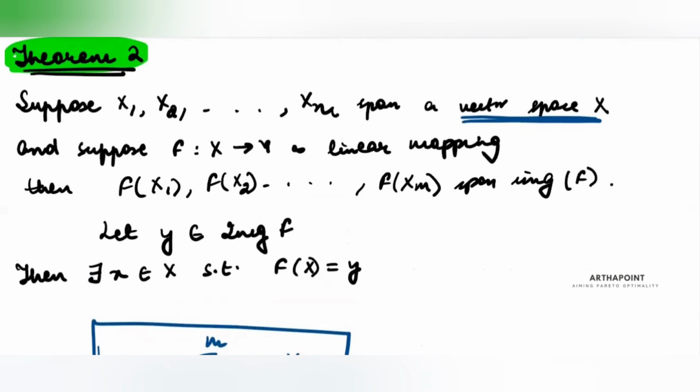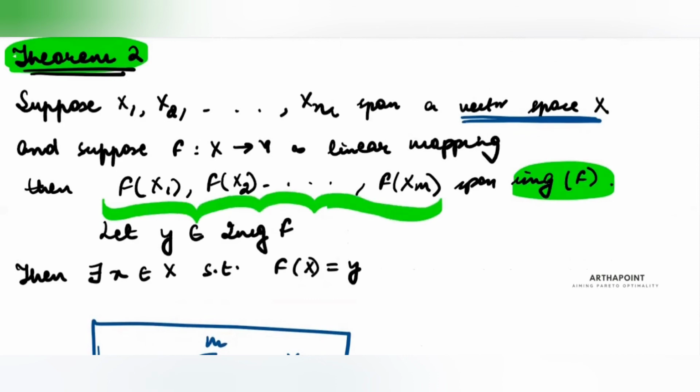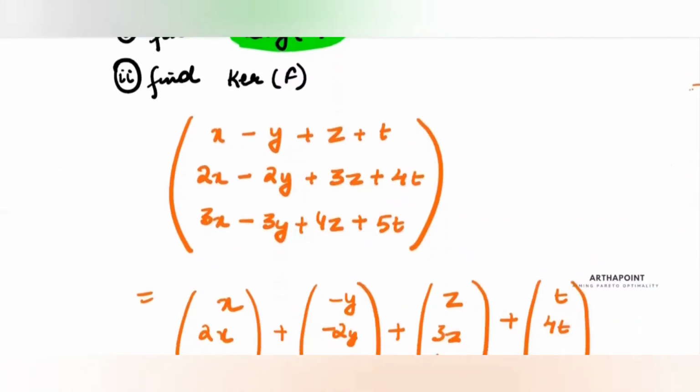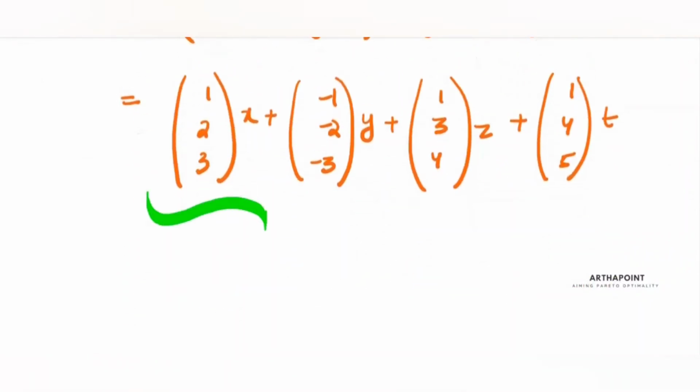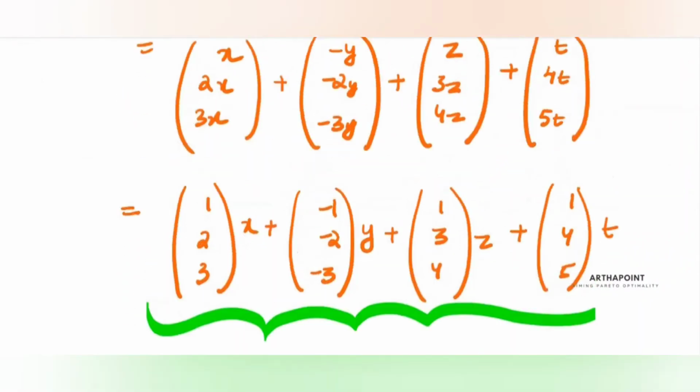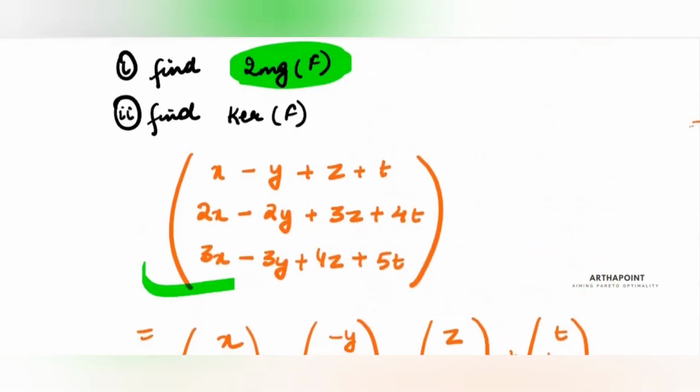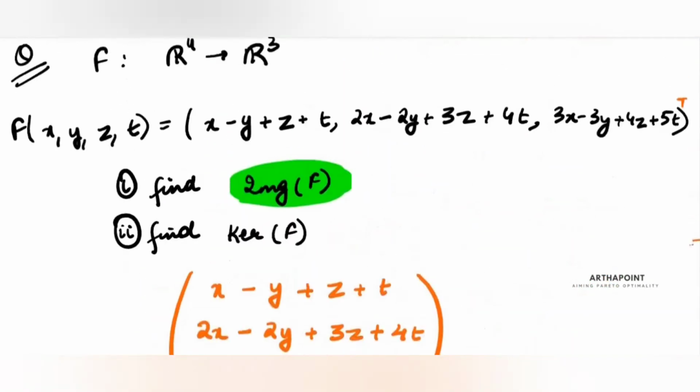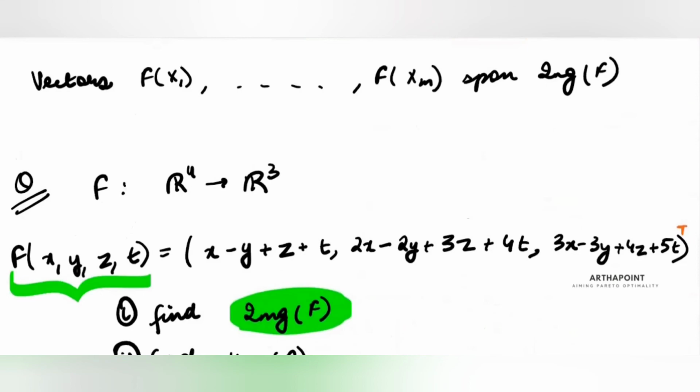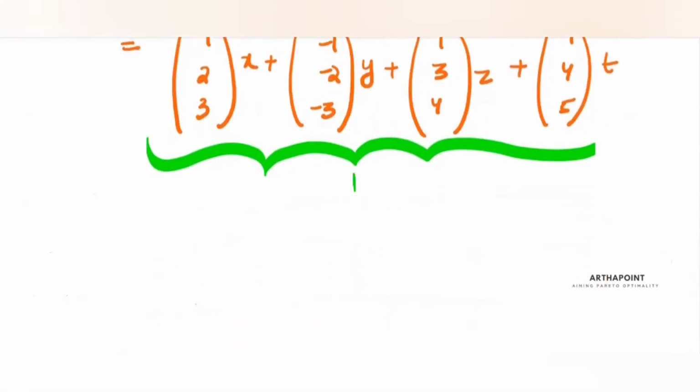It simply says that the image of the function is spanned by individual vector functions. And what are my individual vectors? These are my individual vectors. So I started with this function and I showed that this function is a linear combination of these four vectors.